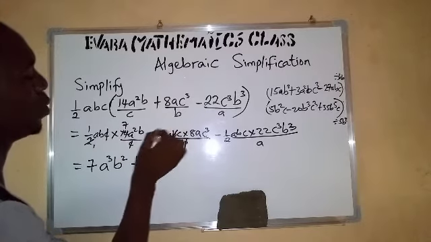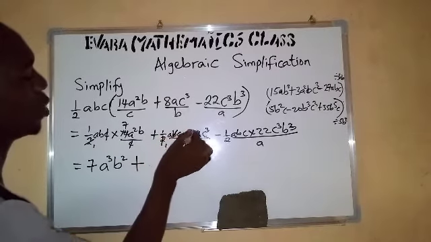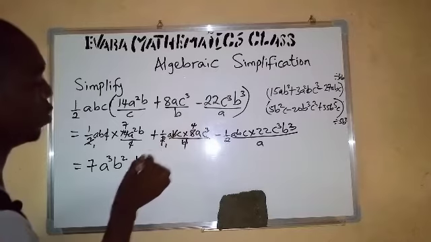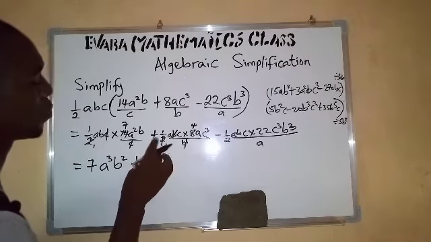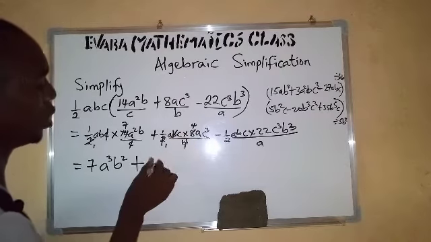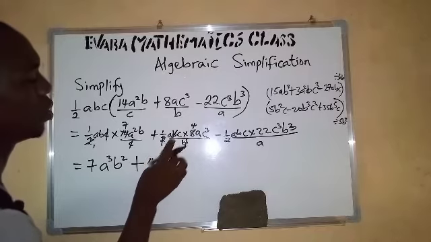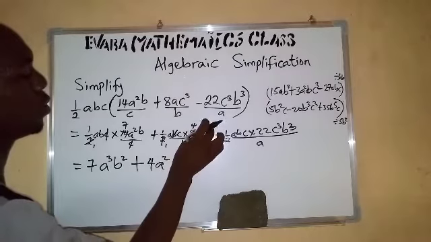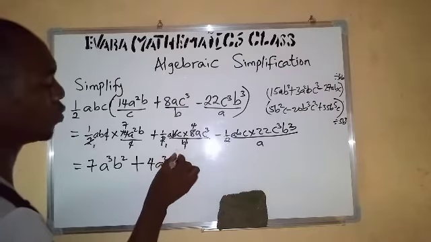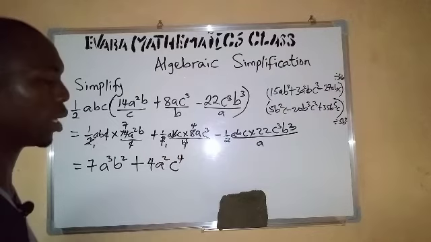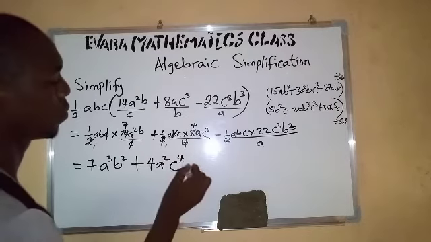Here b cancels b. 2 here, 1, 2 in 8, 4. So we are left with 4. a multiplied by a, that is a squared. c raised to the power 1, c raised to the power 3, that will be c raised to the power 4. We are going to add up the powers.